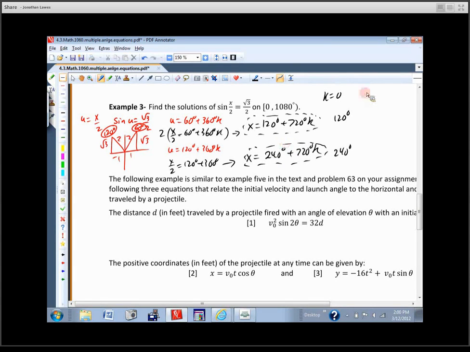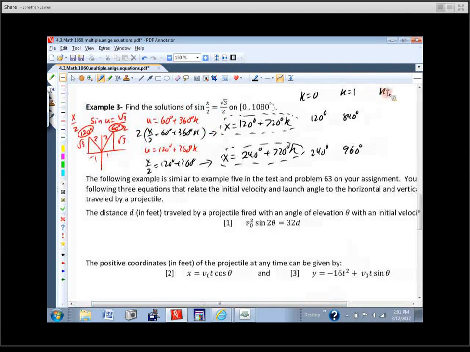Let's plug in k equals 1. That's going to be 720 plus 120, so that's going to be 840. Is that right? 840 degrees for that one. Okay, plug in k equals 1 here. That's 240 plus 720, 960. We good there? 960. Okay, and then let's plug in k equals 2.